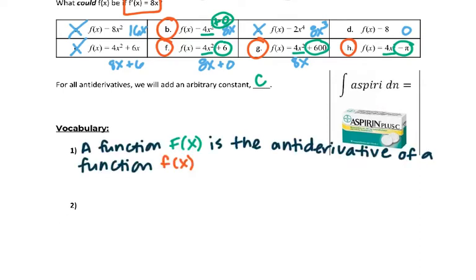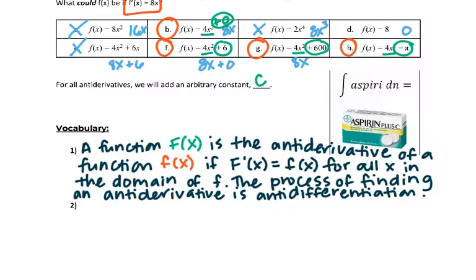So a function F of x, and notice that we are now using a capital F here, is the antiderivative of a function f of x, the way we normally write it, or the lowercase f, if F prime of x equals f of x. So essentially, we know something's the antiderivative of a function if we're able to take the derivative of it and end up with that other function.